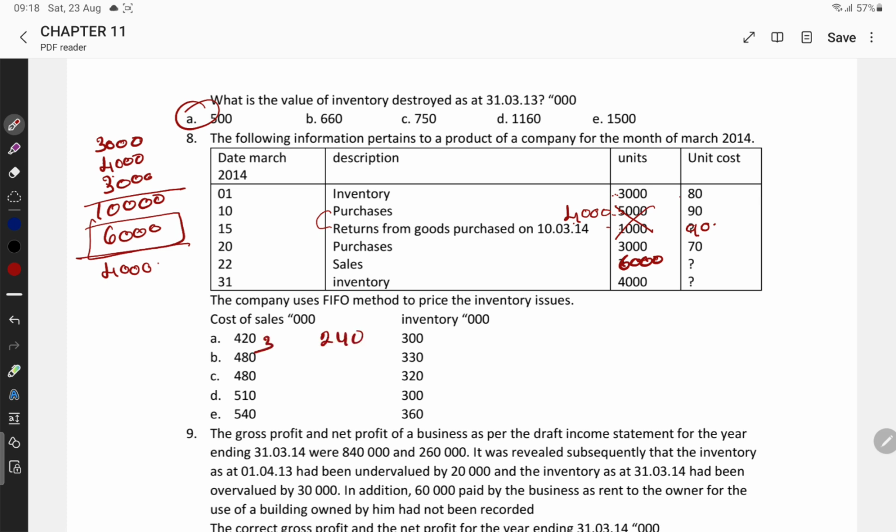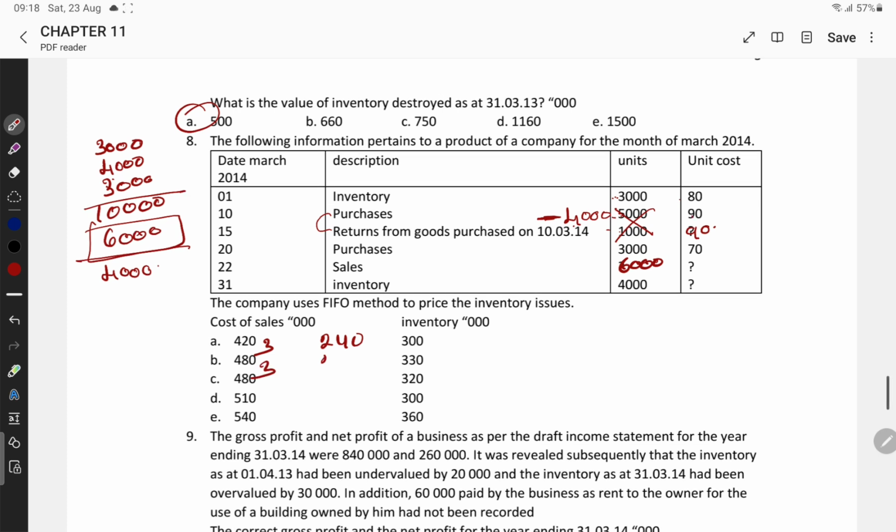That is 3,000 units. So I have to sell another 3,000 units. So that 3,000 will go from this lot that was purchased at the rate of 90. So 9, 18, 27, 270. So 270 plus 240 is 510. We have one answer, but let's check if we are getting our closing stock as 300.